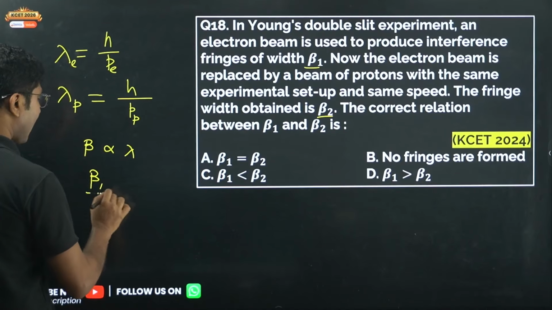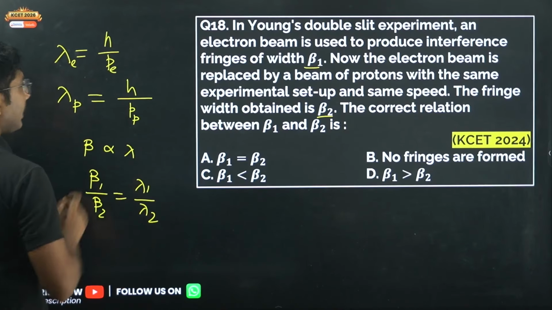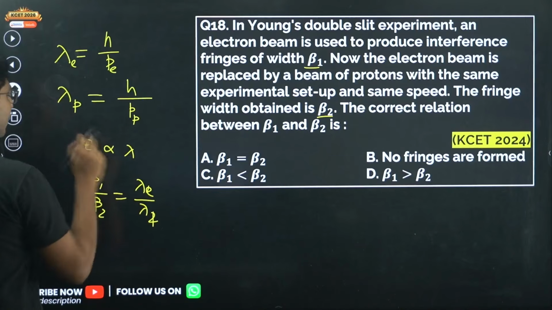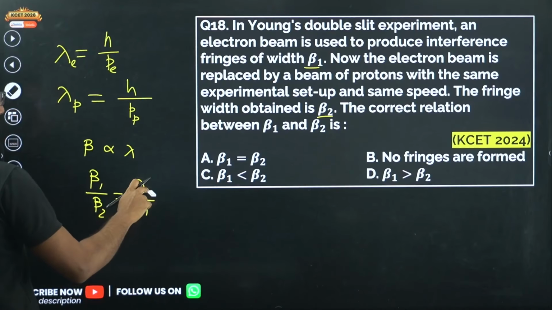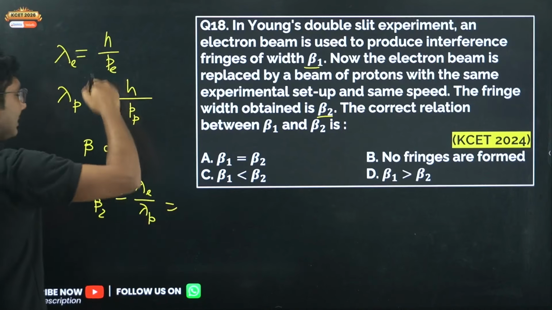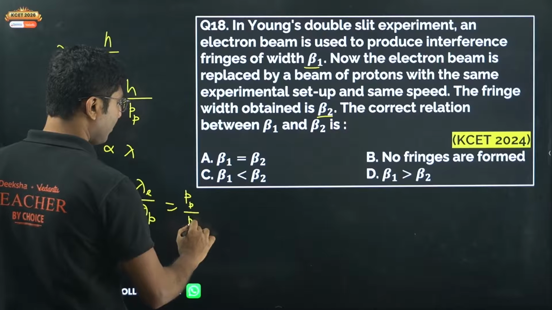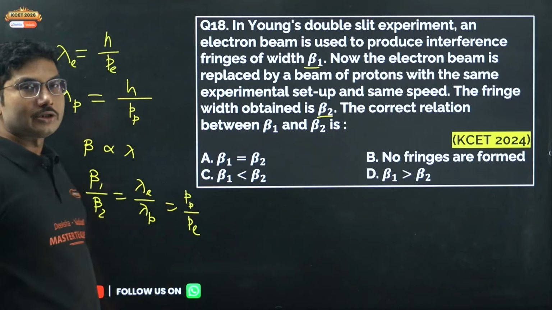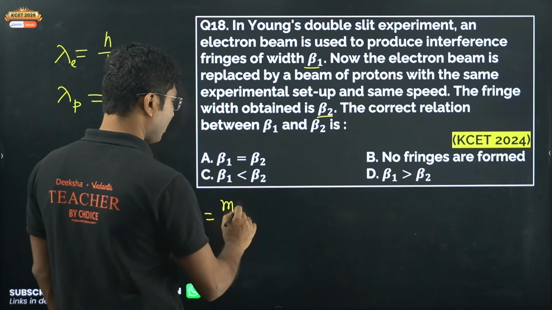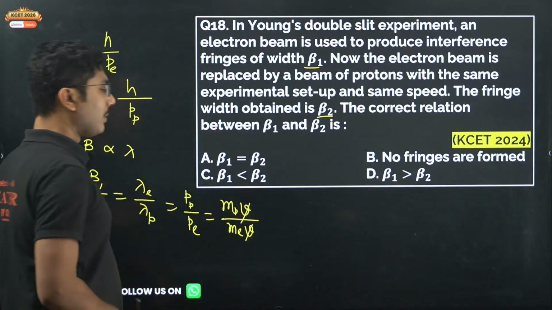So beta 1 by beta 2 must be equals to lambda 1 by lambda 2. Okay, so if you put that relation, so lambda E by lambda P, let me write it like this, that will be easier to understand. Beta 1 by beta 2 is lambda of electron divided by lambda of proton. But as you can see, this is inversely proportional, so it will turn out to be momentum of proton divided by momentum of electron. Okay, so momentum of proton is obviously higher because mass of the proton is higher. So you can write it like this: mass of proton into speed divided by mass of electron into speed. Same speed, but mass is different.